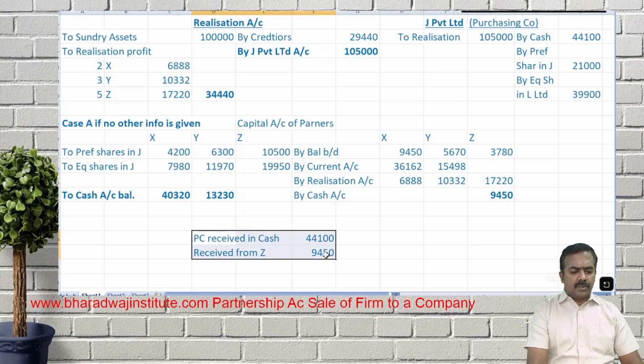9450. Or you can prepare a cash account. That's better. We can prepare a cash account for this statement.